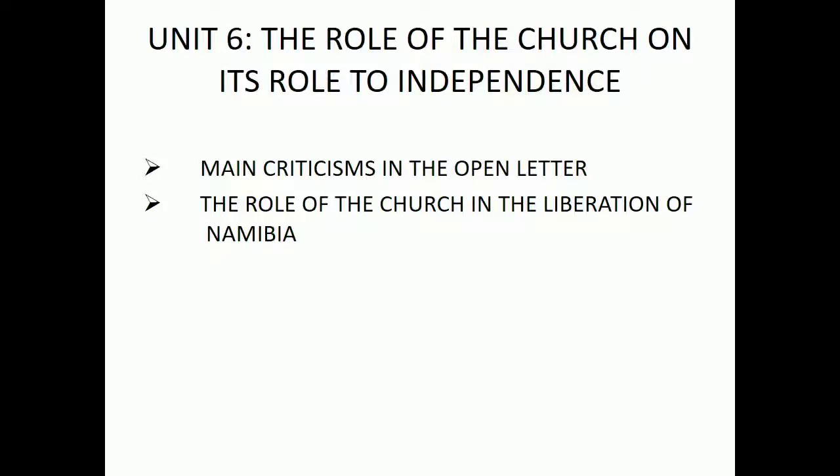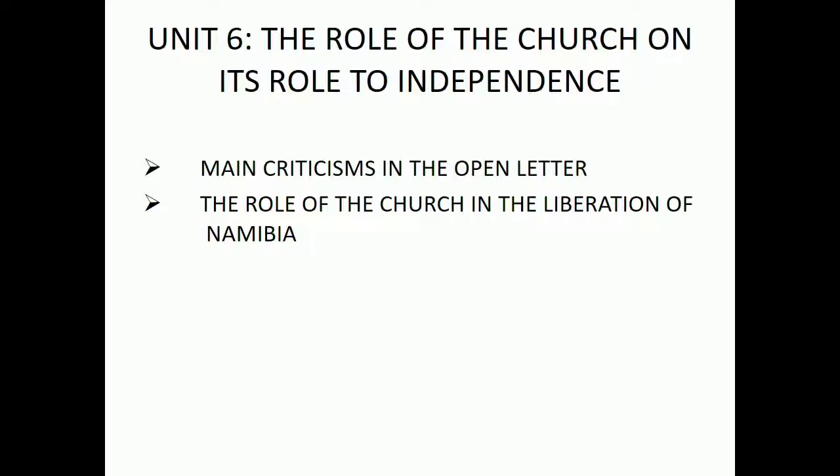Unit 6, the role of the church on its way to independence. So the church played a very important role during the pre-independence process. So let's see. The first point here, main criticisms in the open letter.